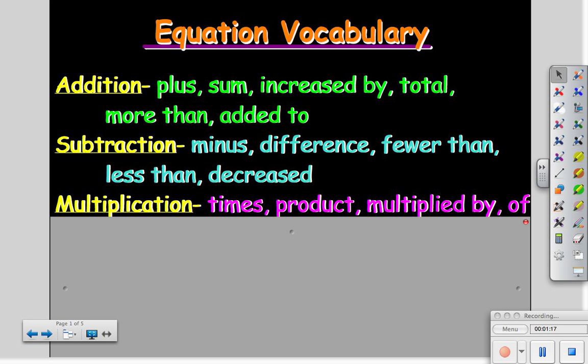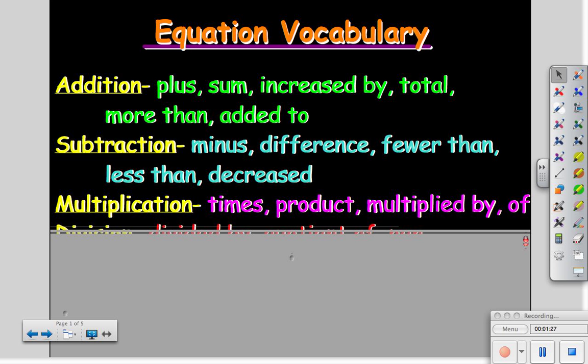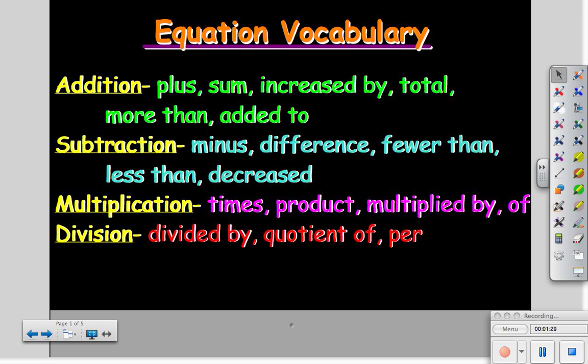For multiplication, times, product, multiplied by, and of by itself, will all imply multiplication. Lastly, division is implied by divided by, quotient of, and per. Notice with quotient, we've got of in there. When of appears by itself, it means multiplication, but it can be paired with other words.